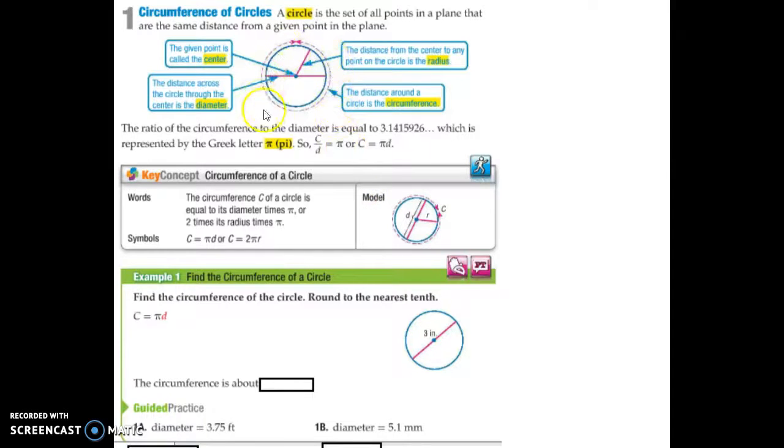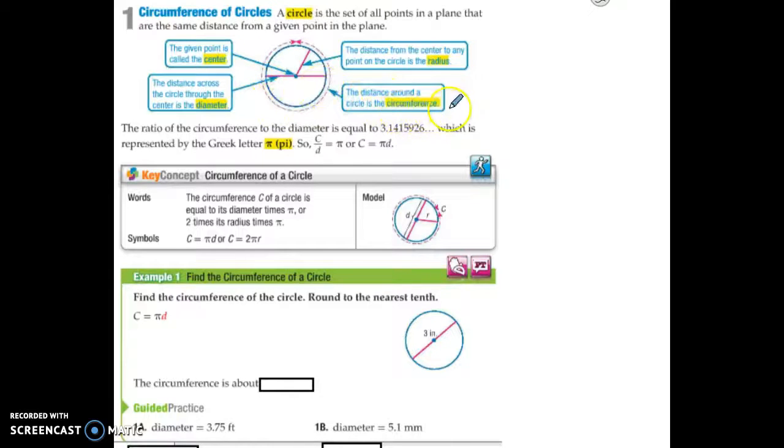A circle, you know what it looks like. The definition: all the points are the same distance from the center. There's the center. The diameter is a line segment that goes through the center and connects two sides of the circle. The radius goes from the center to an edge, so it's half of a diameter. And circumference is what we're going to focus on today. Circumference is the distance around the circle. So basically it's the perimeter of the circle.